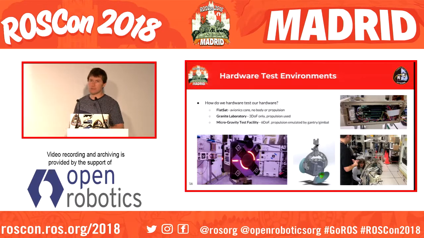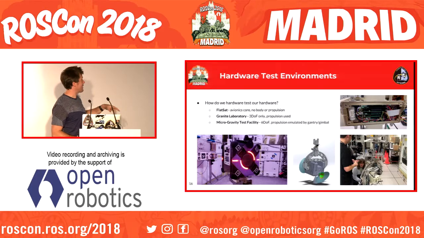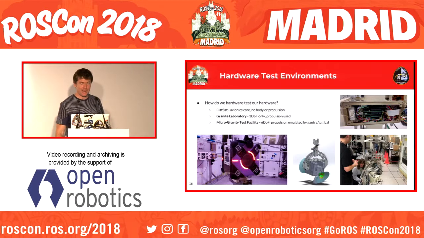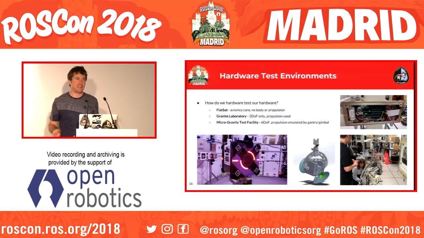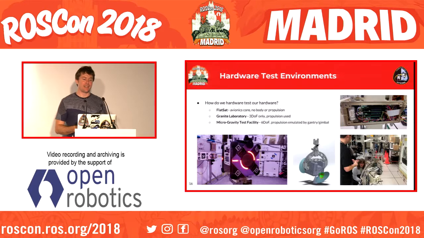So I think we'll take a break from the architecture and talk more about the hardware test environments now. You might be asking yourself, this robot's been designed for microgravity, so how do we test it on Earth? It turns out that's pretty complicated. We can't actually do all 6 degrees of freedom. So we have 3 different experimental setups which we use to test different problems.